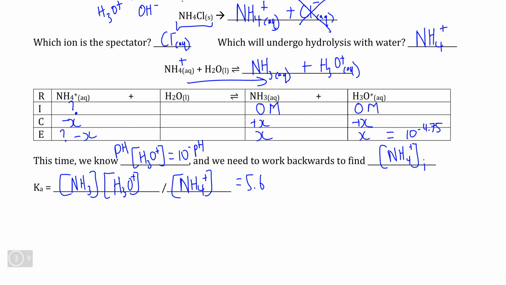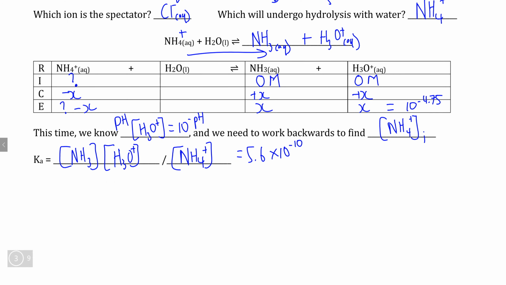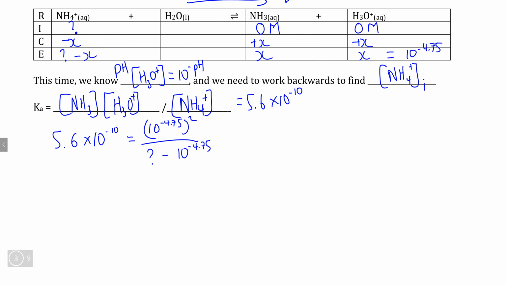So let's get that in writing like so. Next, since we actually know the value of x, we can go ahead and substitute it for our 10 to the negative pH value here. So our Ka value, 5.6 times 10 to the negative 10, is equal to X, which is 10 to the negative 4.75 squared, divided by our unknown initial concentration minus our X value, so 10 to the negative 4.75, and then all that we need to do is isolate our unknown in order to solve for it.